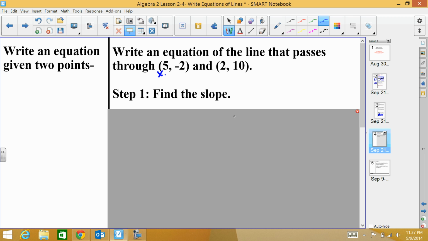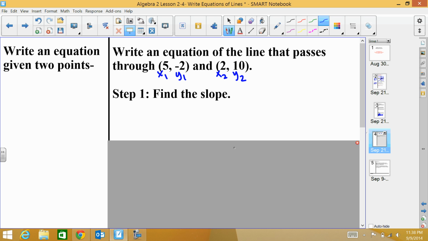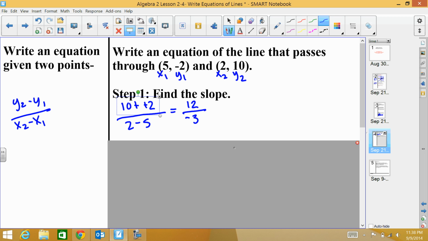I'm going to label them x1, y1, and x2, y2, and use my formula to find the slope. Remember, my formula was y2 minus y1 over x2 minus x1. Make sure your y's are on top. That's a common mistake. So we would take 10 minus -2 over 2 minus 5. This would turn into plus, and so we would get 12 over -3, and if I divide that, I get -4 as my slope.